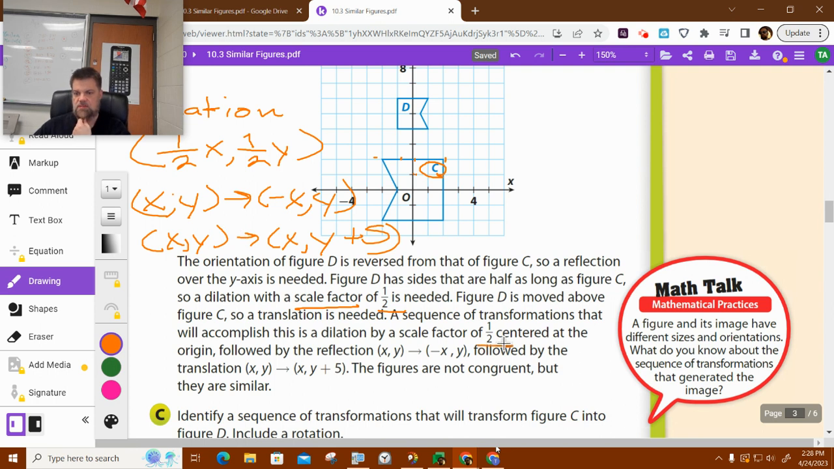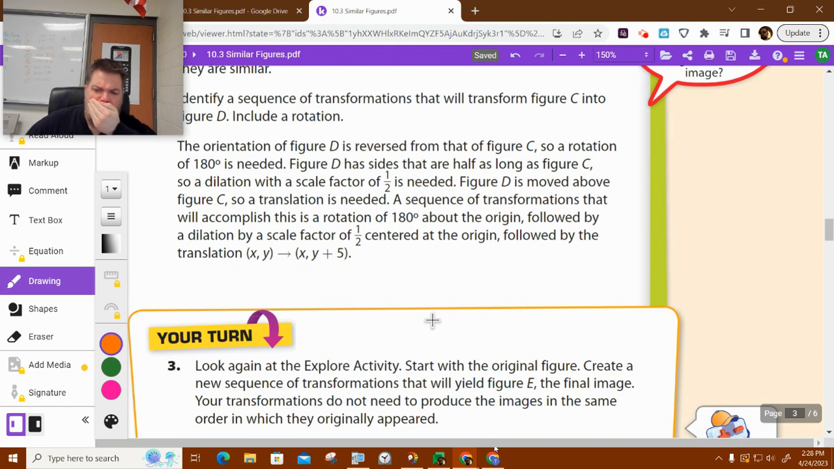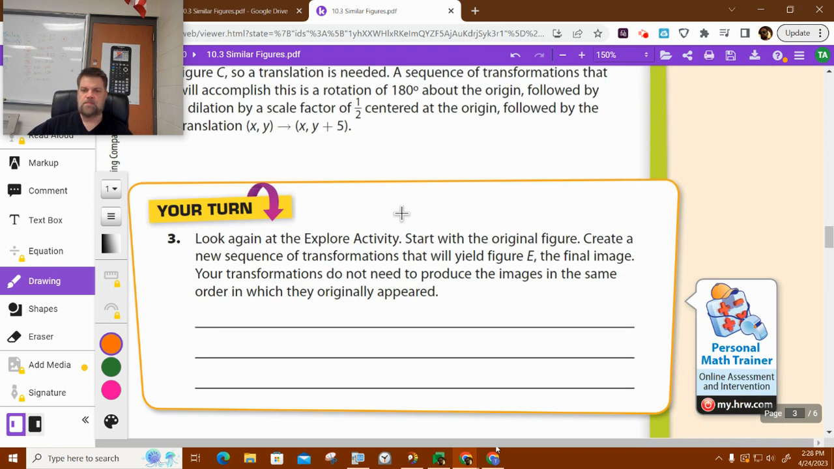And that's what they say. Scale factor of 1/2. Negate the x because it's reflected across the y-axis. Then we shift it up 5. And then they explain it more using words. I encourage you guys to read that, but for time's sake, we're just going to go through this.